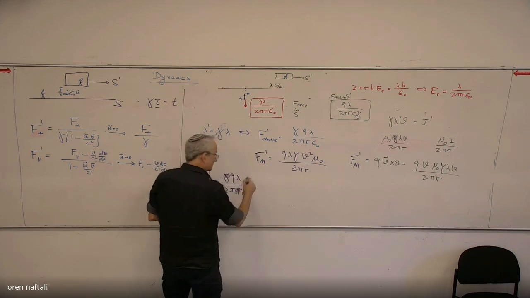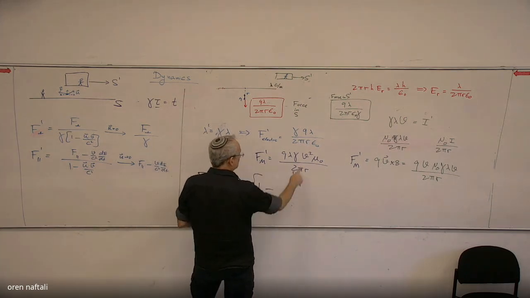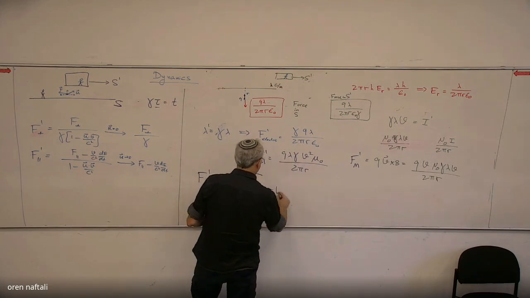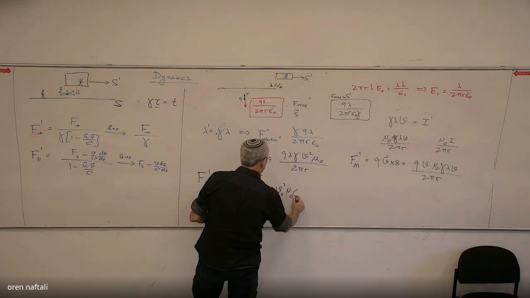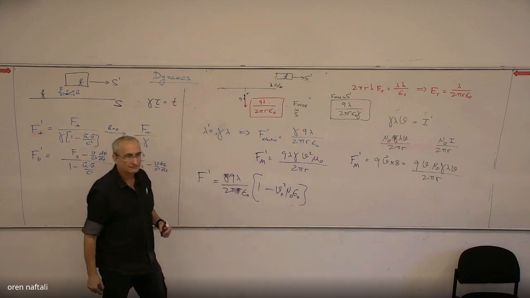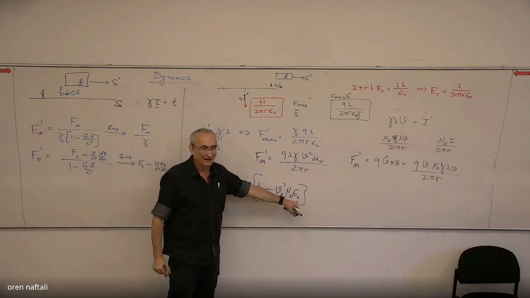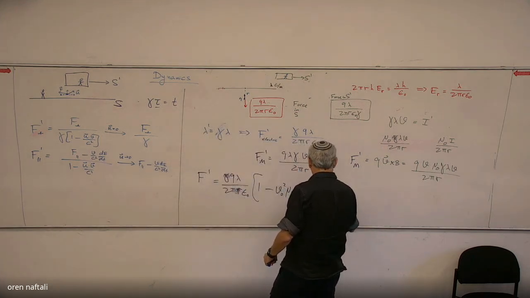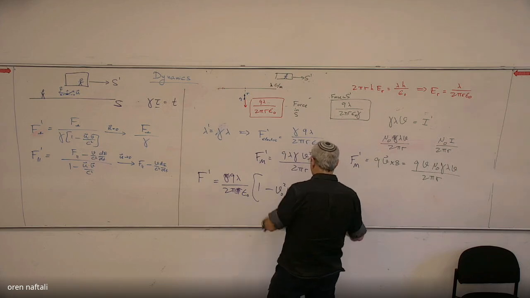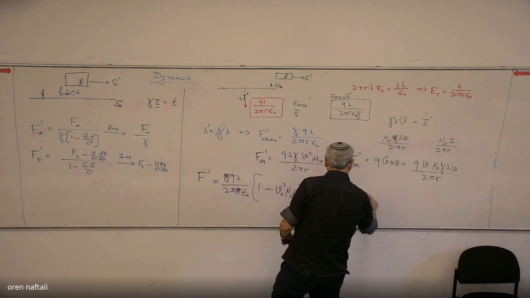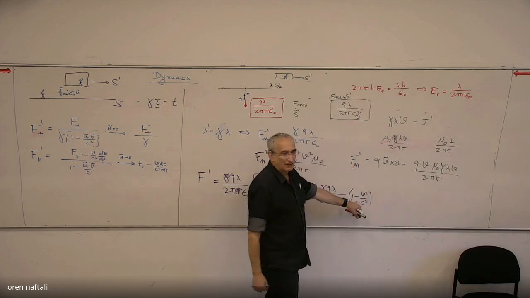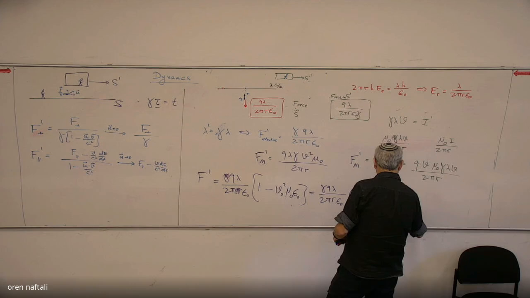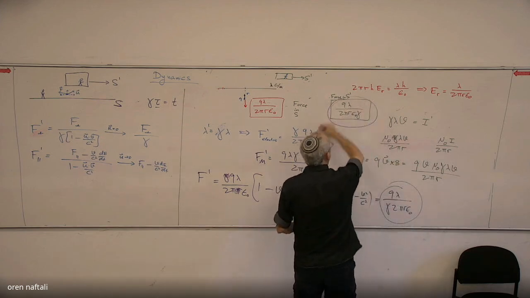Let's put the epsilon naught also here, times 1 minus V squared times mu naught times epsilon naught. But what is mu naught epsilon naught? 1 over c squared. So what we got here is gamma Q lambda over 2 pi r epsilon naught times 1 minus v squared over c squared. Now this is 1 over gamma squared. So we've gotten Q lambda over gamma 2 pi r epsilon naught, in agreement with that.